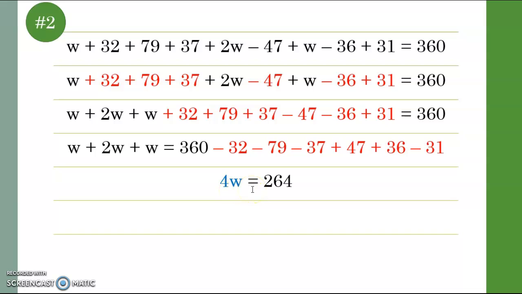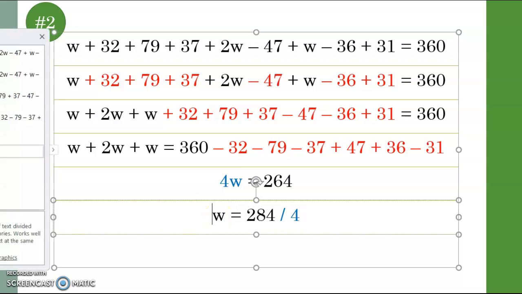Equals, and then this is your calculator work on the right-hand side. Into your calculator, you're going to type 360 minus 32 minus 79 minus 37 plus 47 plus 36 minus 31, and we get 264. All right, we're almost through. Next thing we want to do is we want to perform our inverse operation right here. Okay, and I'm actually going to get rid of that 4 right there.